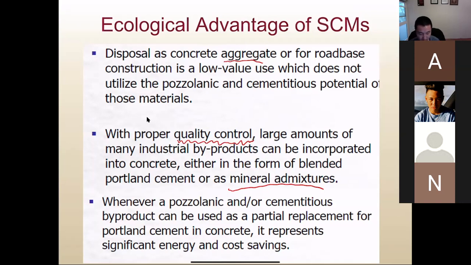Okay. So whenever a pozzolanic or cementitious byproduct can be used as a partial replacement for Portland cement, it will represent significant energy and cost savings. So that's the reason why we want to use more of these types of materials to replace cement.